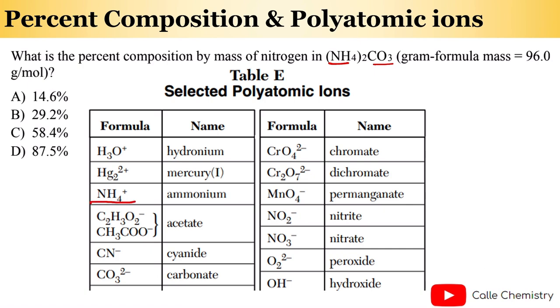So NH4 is called ammonium, and CO3 is called carbonate. Now, ammonium has a charge of +1, and carbonate has a charge of -2. So, table E gives you the polyatomic ion with its charge and the name. I'm going over this because I want to discuss the types of bonds that we see in this compound. So I'm going to write it here.